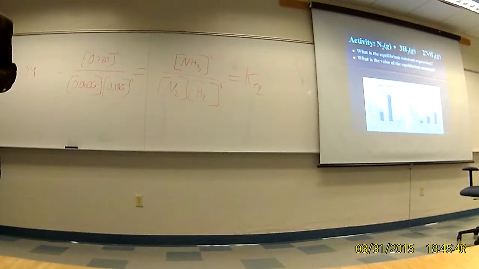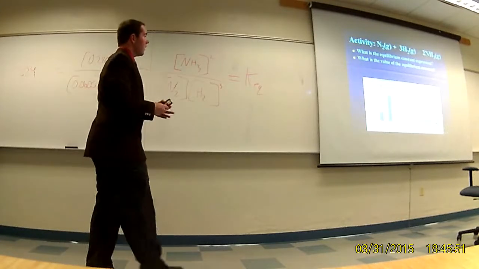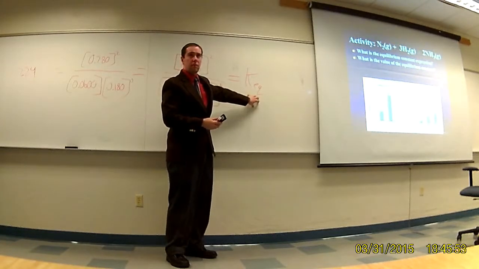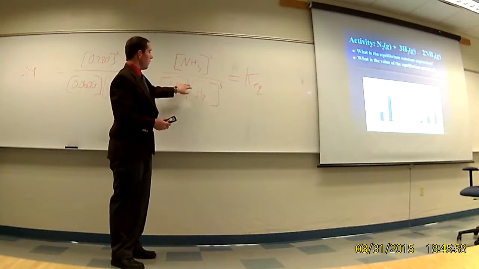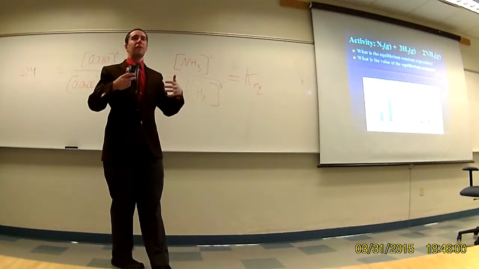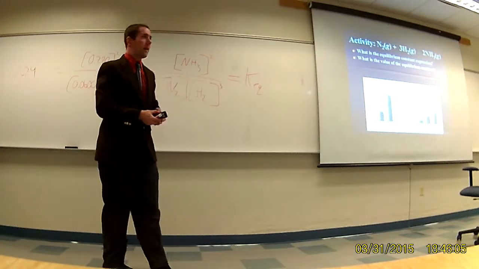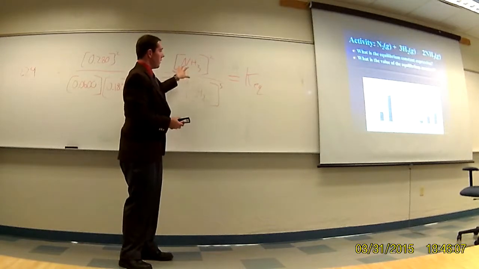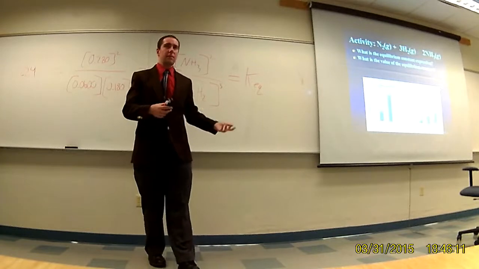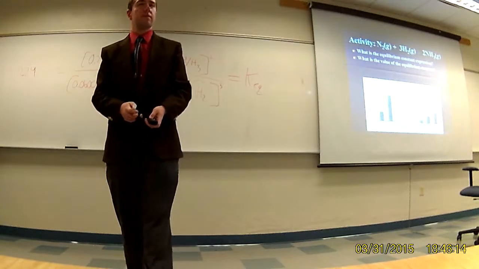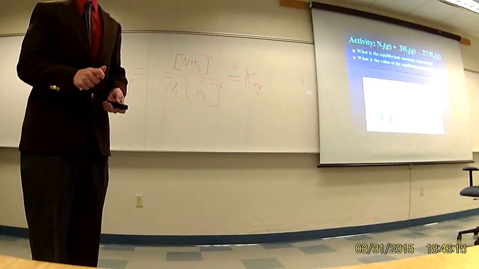A slightly more difficult version of this problem would be, here is the value of K. Here are concentrations at a given point in time of your 3 things. Is this reaction at equilibrium? And the way you would do that is you plug the numbers in, solve it, see if it equals that. If it equals that, it's at equilibrium. If it doesn't, it's not. Hopefully your math is correct. You have to use a calculator.